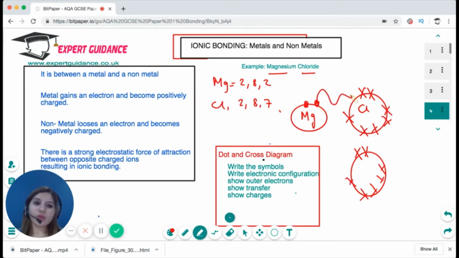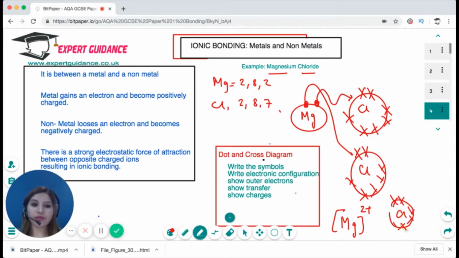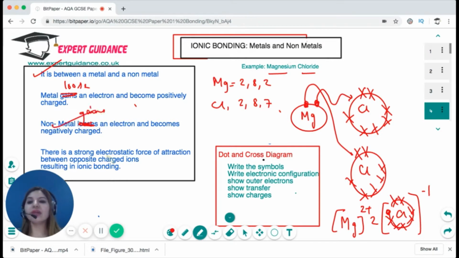Magnesium will be losing 1 electron to chlorine. Magnesium has to get rid of 1 more, so it will take the help of another chlorine. At the end, magnesium has lost 2 electrons, so it will have a 2+ charge. Chlorine has 7 electrons and gains one, with a 1- charge, and there are 2 chlorines. So ionic bonding is between a metal and a non-metal. The metal loses an electron, remember, and becomes positively charged. The non-metal gains an electron and becomes negatively charged. There's a strong electrostatic force of attraction between oppositely charged ions, resulting in ionic bonding.